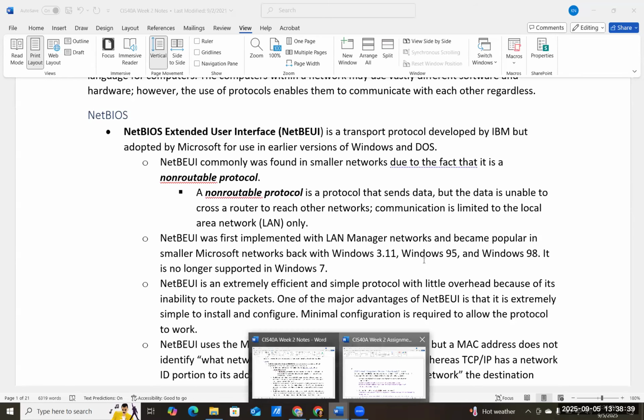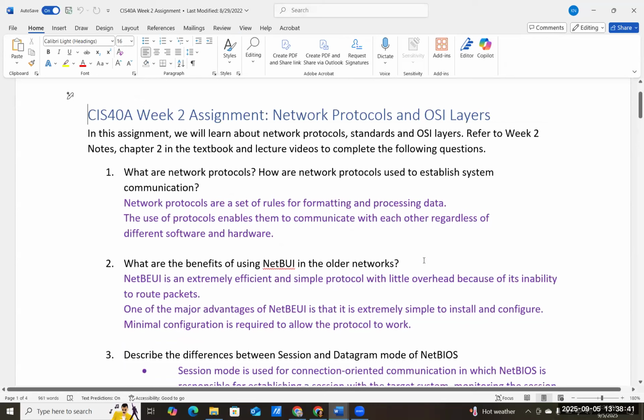Okay, so let's go through and answer some questions. The first question says, what are the network protocols? We saw the definition on the first page.